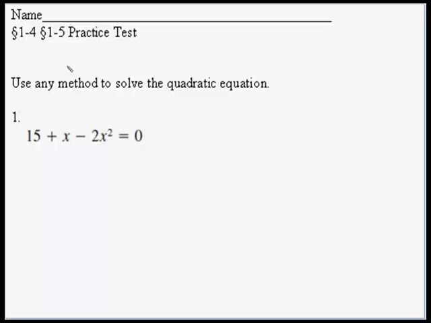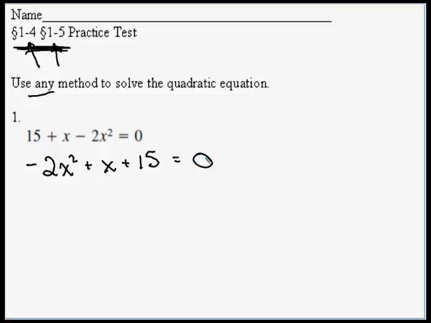Right, in this video we're just going to do a few practice problems to get ready for the test on sections 1.4 and 1.5. That's solving quadratic equations and imaginary numbers. So here in problem number 1, use any method to solve this quadratic. And the first thing I notice is it's kind of out of order, so let's put it in proper order. Negative 2x squared plus 1x plus 15 is equal to 0.